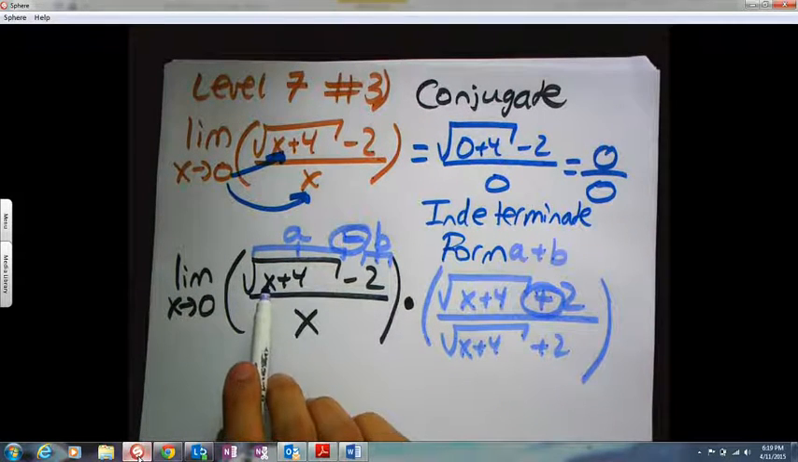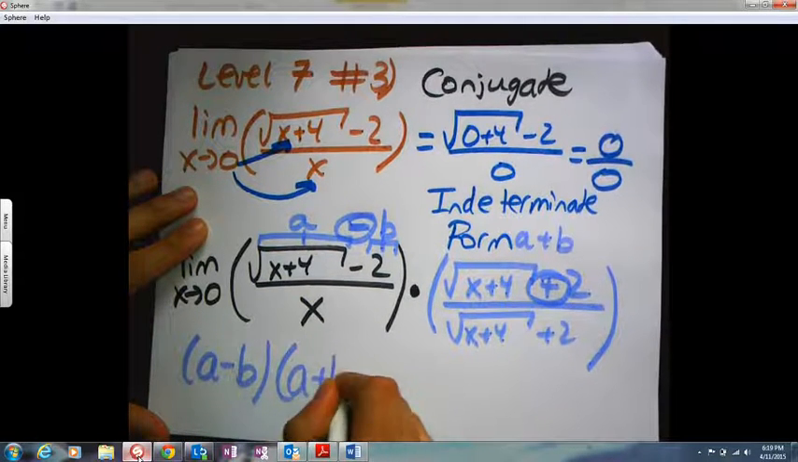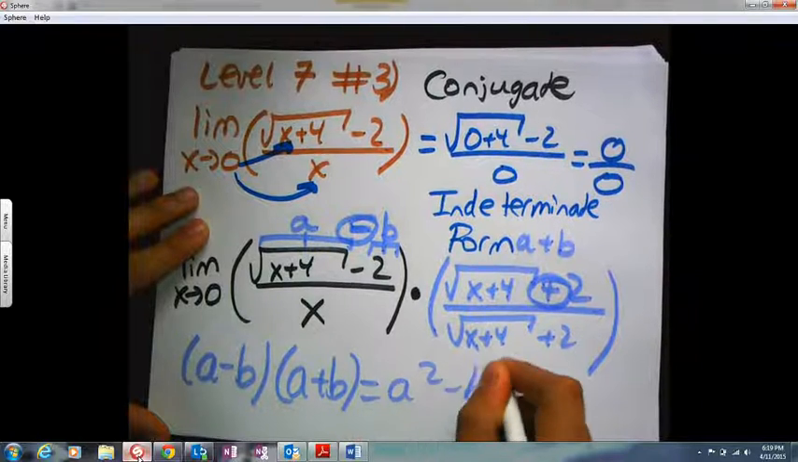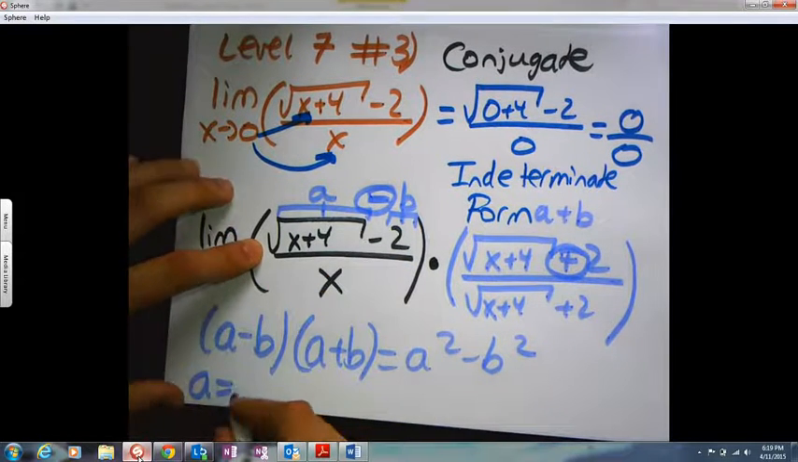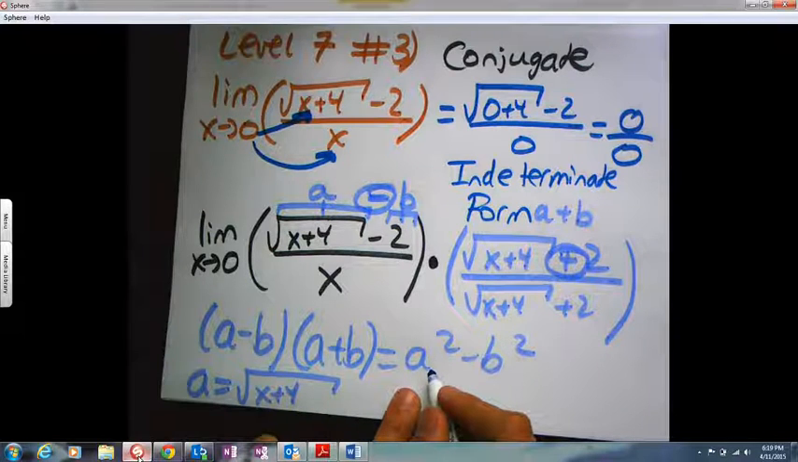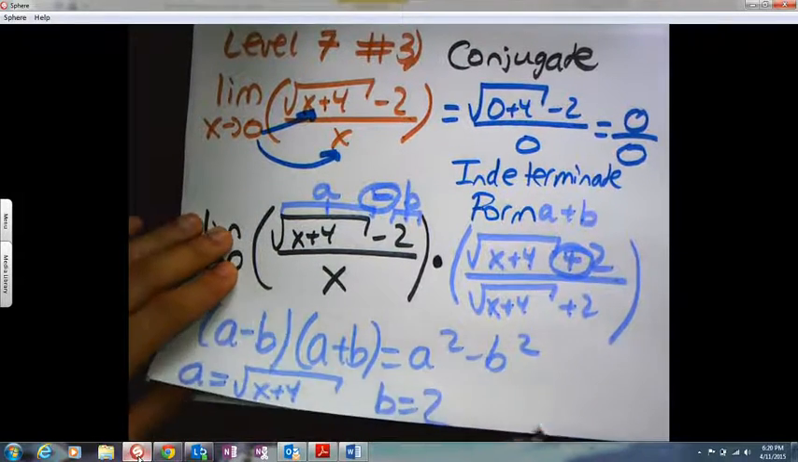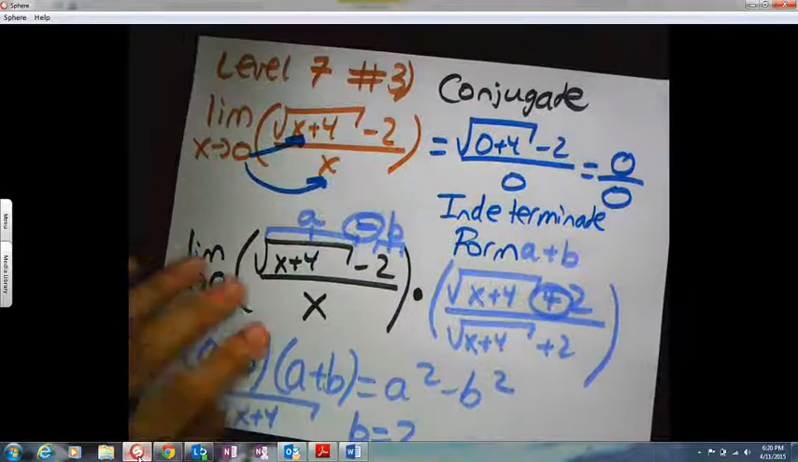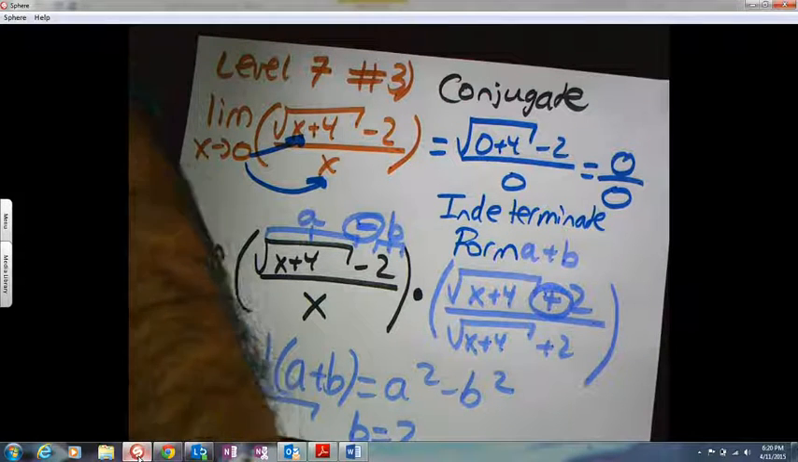Because always remember, a minus b times a plus b equals a squared minus b squared. In our problem, a is this whole thing, square root of x plus 4. So when I have a squared over here, I will get x plus 4. I'll get rid of the square root. And b is 2, so this b squared will become 4. So the key is we take the conjugate of this, which has the plus sign here. And now we are in a good shape to attack this problem.